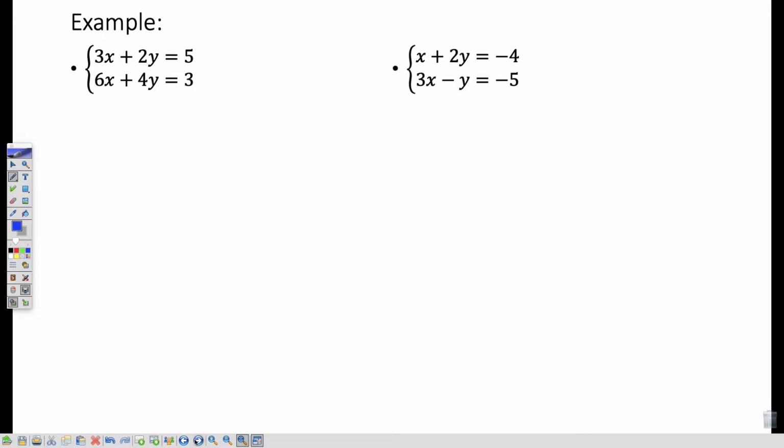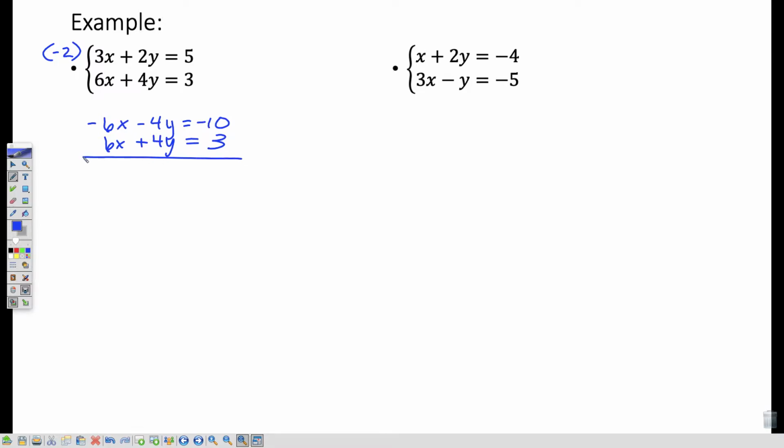Why does it have to be a negative, guys? Because to eliminate it, they have to have opposite signs, correct? You have to have one plus, one minus. So we're going to multiply the whole thing by -2. And when I say the whole thing, I mean the whole thing. Every single term in that first row has to be multiplied by -2. So I have -6x minus 4y equals -10, and 6x plus 4y equals 3.